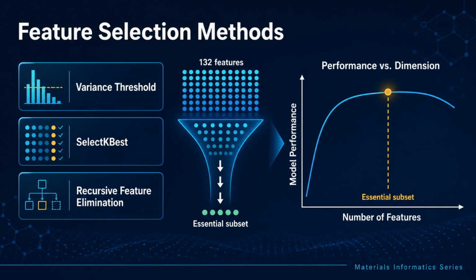MAGPIE's many features may include redundant information. Variance threshold removes near-constant features. Select K-best keeps the top K features by statistical test. Recursive feature elimination iteratively removes least important features. In practice, a much smaller subset often achieves similar performance to the full set. Fewer features means faster training and better interpretability.